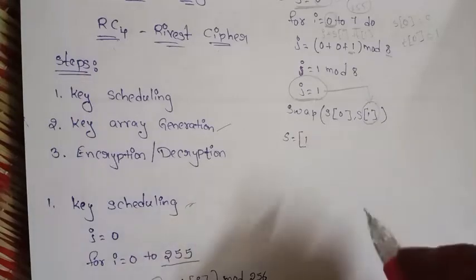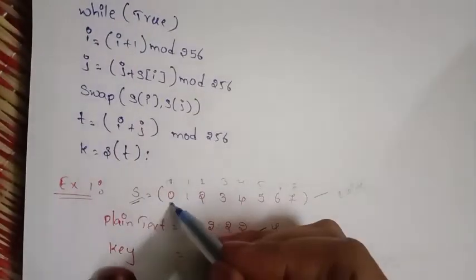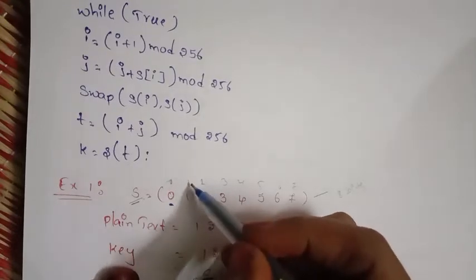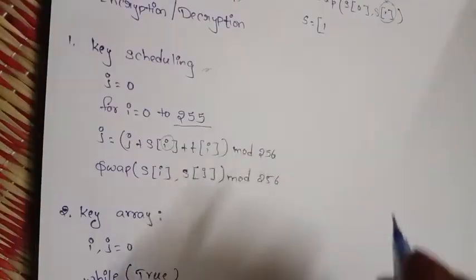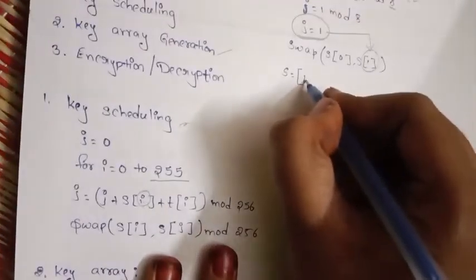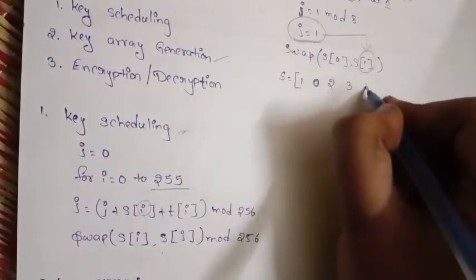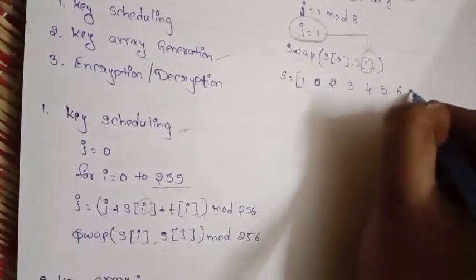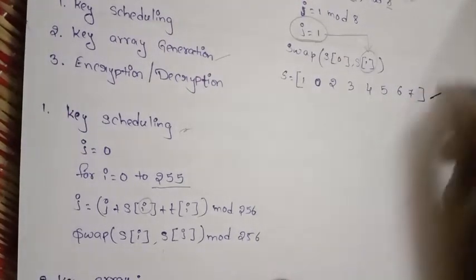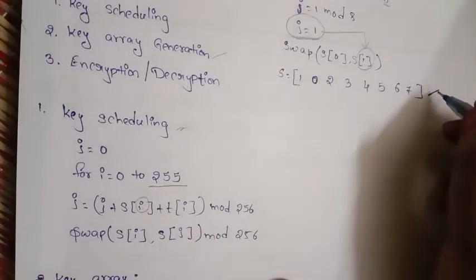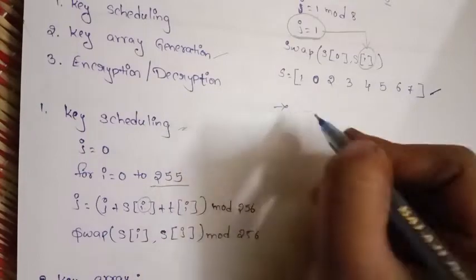Now what do I need to do? The next step is, here S of 0 and then S of 1. That means these two places should be swapped. So what's the output I will get, guys? 1, 0, 2, 3, 4, 5, 6, 7. This is our updated S array, guys. Now we need to use this updated S array for the next step. So again repeat the same step.